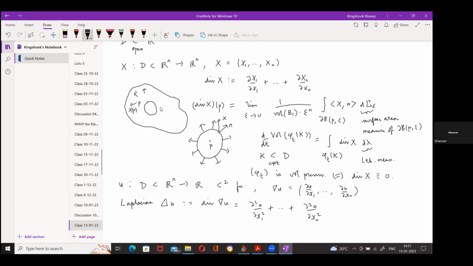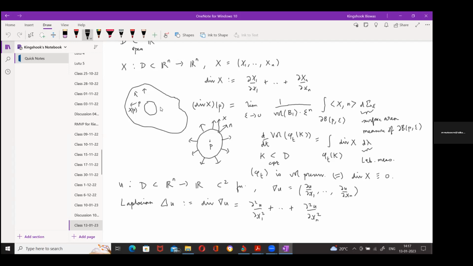Okay, another question. In the limit for the divergence, you divide by a volume. Why not by an area, the surface area? Yeah, so that's what I was trying to explain last time as well.